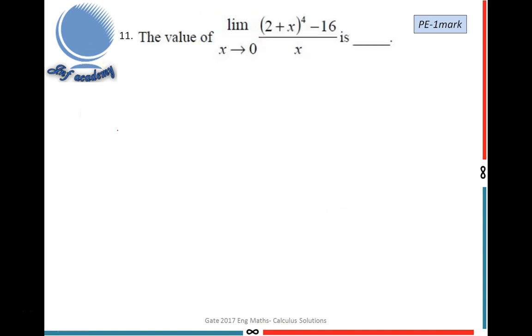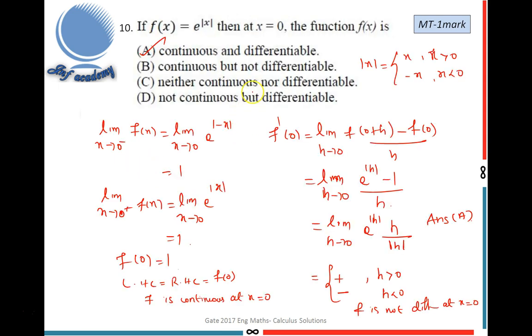Sorry, this is the 11th problem. f is continuous but not differentiable. So the answer is option B. f is continuous but f is not differentiable. So the answer is option B.